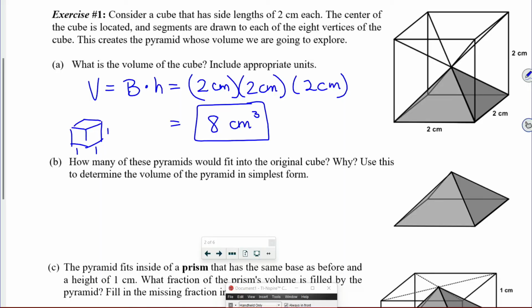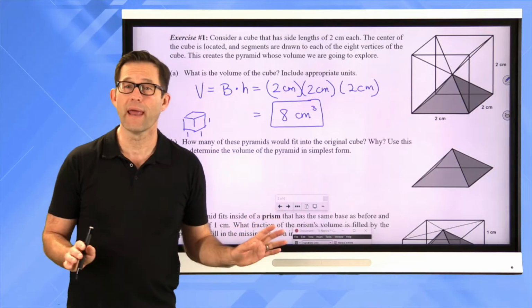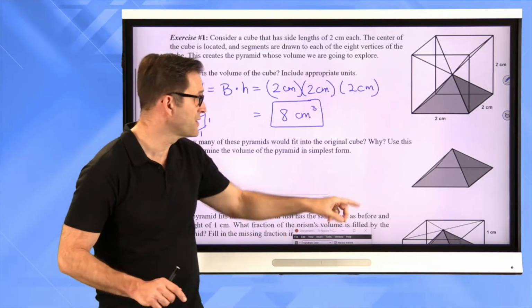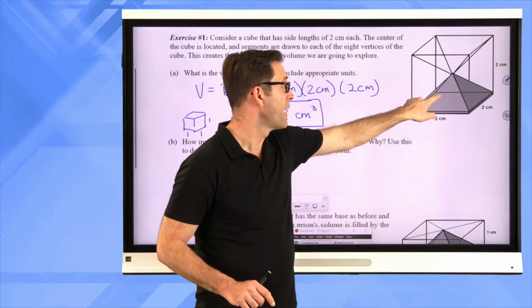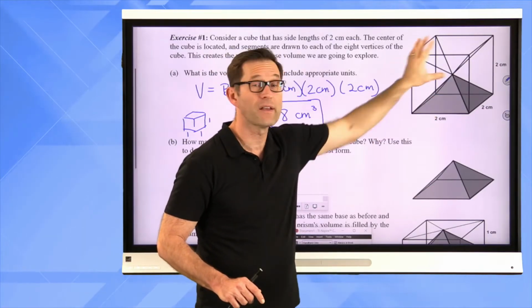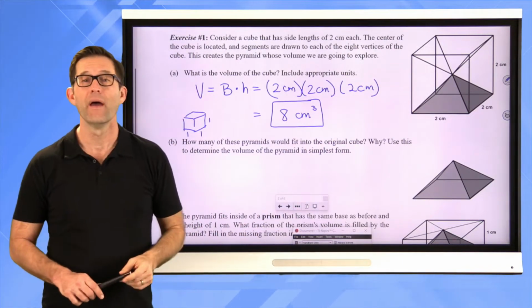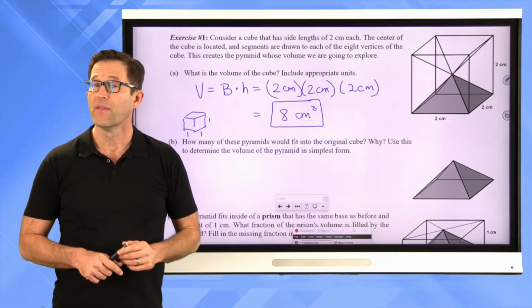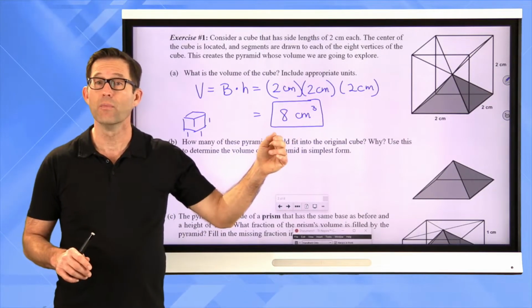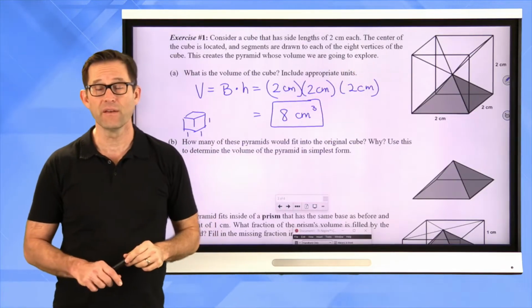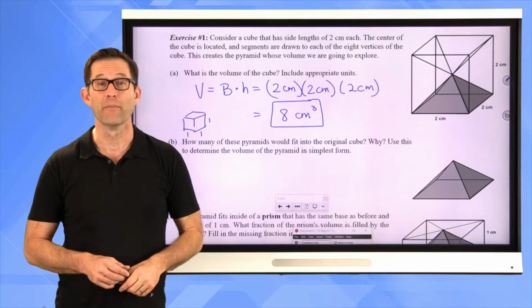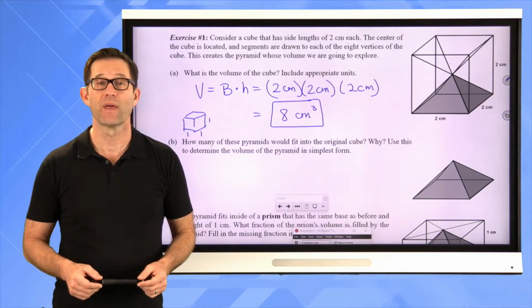Letter B. How many of these pyramids would fit into the original cube? Why? Use this to determine the volume of the pyramid in simplest form. All right, so I want you to pause the video right now and think to yourself, if I took this particular pyramid and I kind of put it up here and I started to fill things in with this pyramid, how many of them could I put into that cube? Then, once you figure that out, obviously you can just take the volume of the cube, divide it by how many of the pyramids fit into the cube, and that will then be the volume per pyramid. Pause the video now and see if you can figure that out.